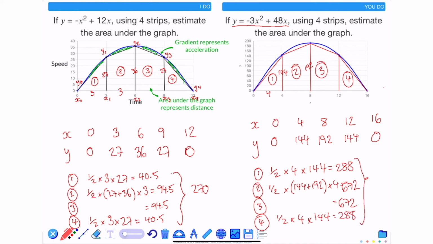Now adding all of these areas together gives me 1920. And as before, this is an underestimate because the actual area underneath the curve is greater than that I calculated.